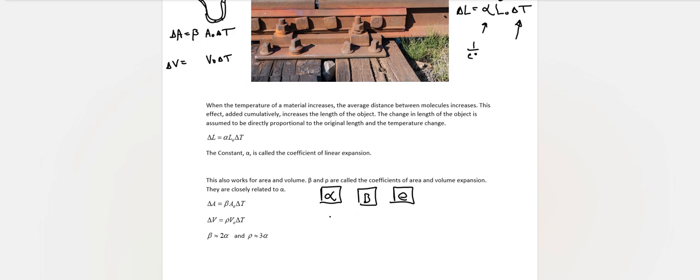It's pretty easy to show that given alpha for any given material, the beta is approximately 2 times alpha, and the rho, that's supposed to be a Greek letter rho, is approximately 3 times alpha. So for our purposes, if we know a linear coefficient of expansion for any given material, if we double it, we can use it for area problems, and if we triple it, we can use it for volume problems. So that's pretty well all I need to talk about for now on expansion coefficients.